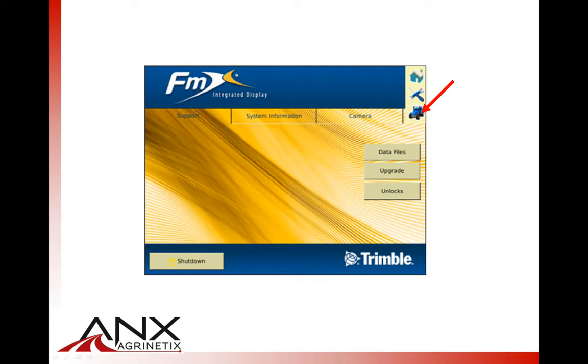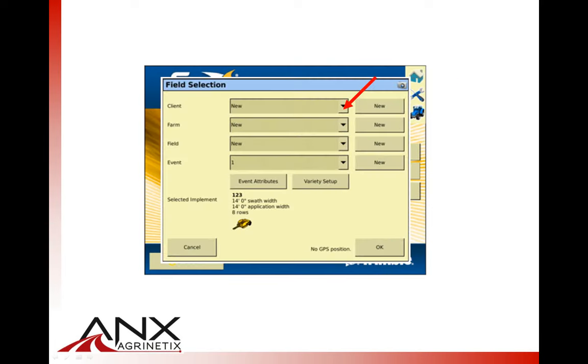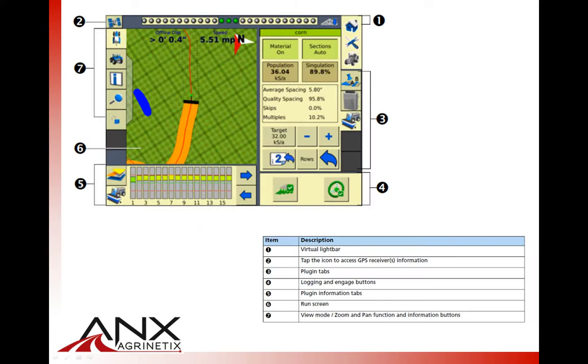Selecting the tractor icon will take us to the field selection screen. Here we can choose the client, farm, and field, along with any other event attributes that may be associated with this field, such as planting, harvesting, or manure application.